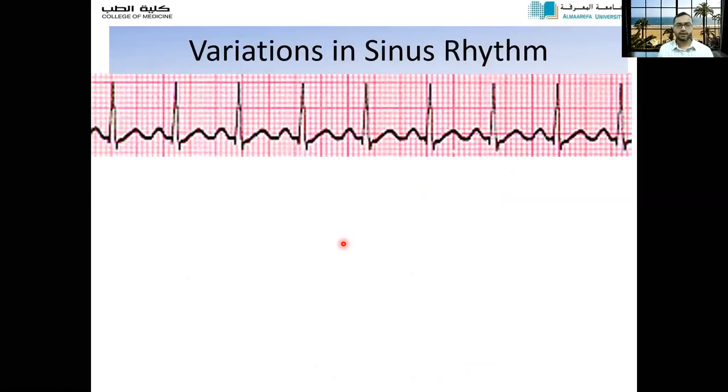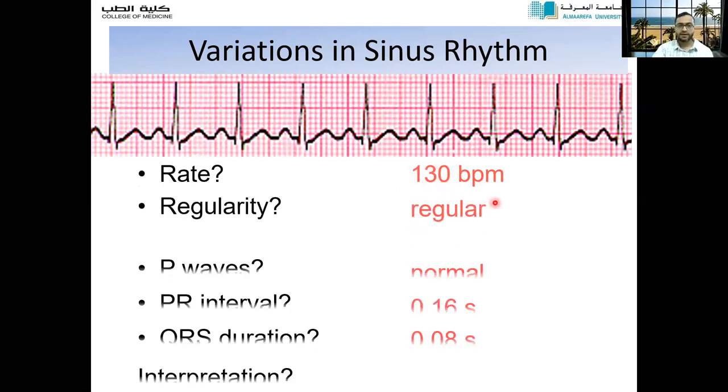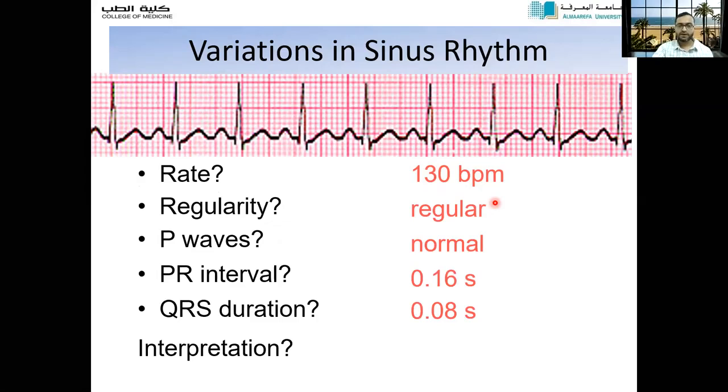Second example, exactly opposite to the previous one, but the same steps you have to follow. Rate. Here the rate is too high, above 100. Then regularity, P wave, PR interval, and QRS duration. You see the PR interval is 0.16, QRS duration is 0.08, P waves are normal, everything is normal, but the rate is 130 beats per minute. So it is arrhythmia, definitely, no doubt.